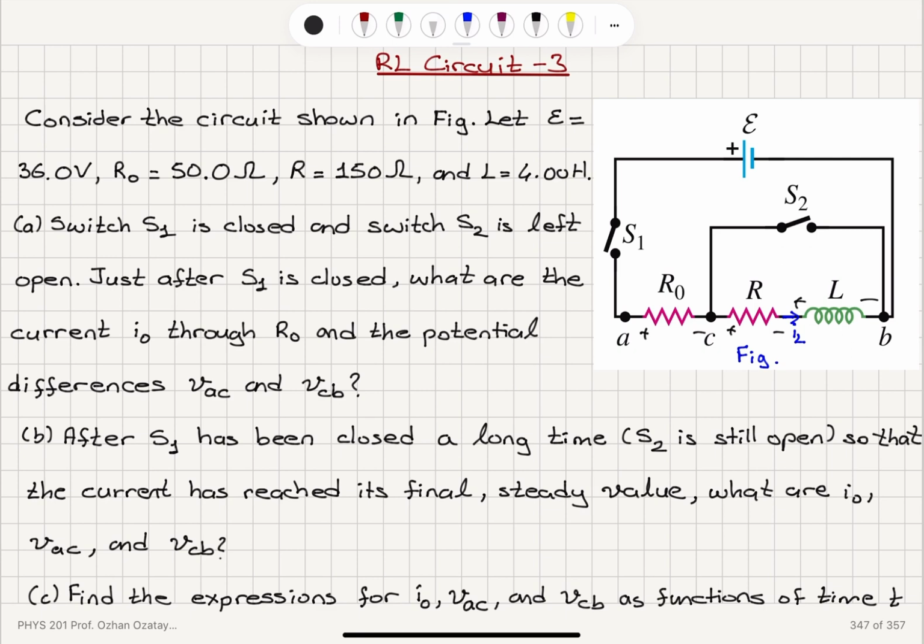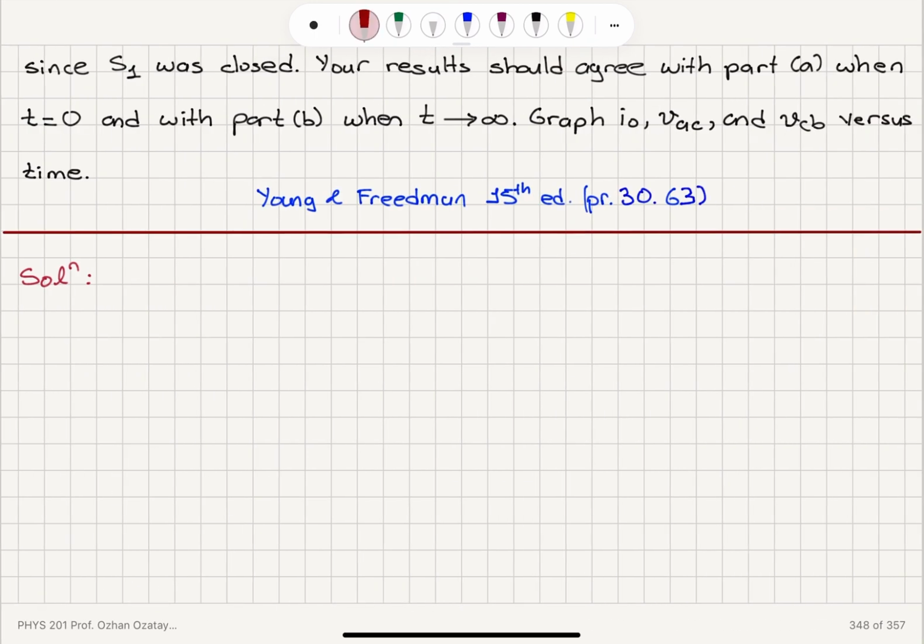Well, what is the value of the current through the inductor before S1 was closed? Obviously, this is an open circuit. It's going to be 0. So we know that in part A, the value of the current through the inductor at t equals 0 minus is equal to 0, and this must be equal to the current through the inductor at t equals 0 plus, right after the switch is closed.